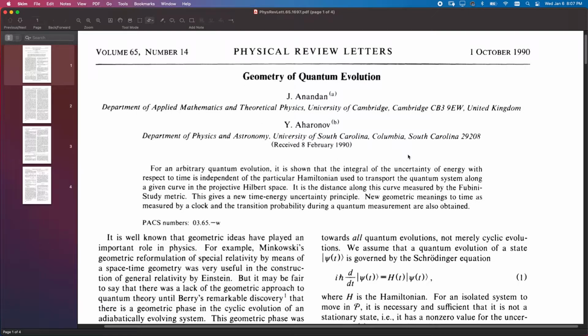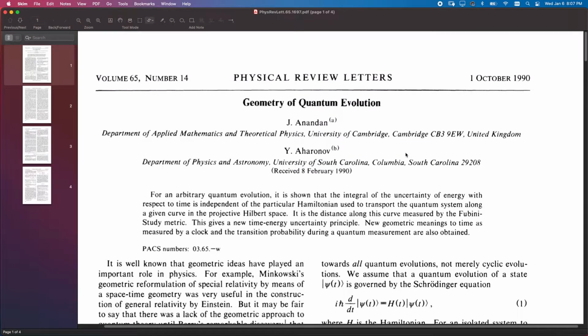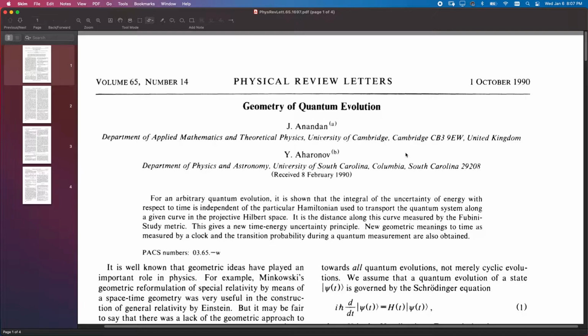Okay, so the reason why I'm reading this paper is because last time I felt like I was trying to make a connection between the wave function, which is a solution of Schrodinger's equation, and I was trying to connect that to like a manifold or something. I don't really know what I was doing. But I think I was trying to connect some sort of geometry thing with the wave function.